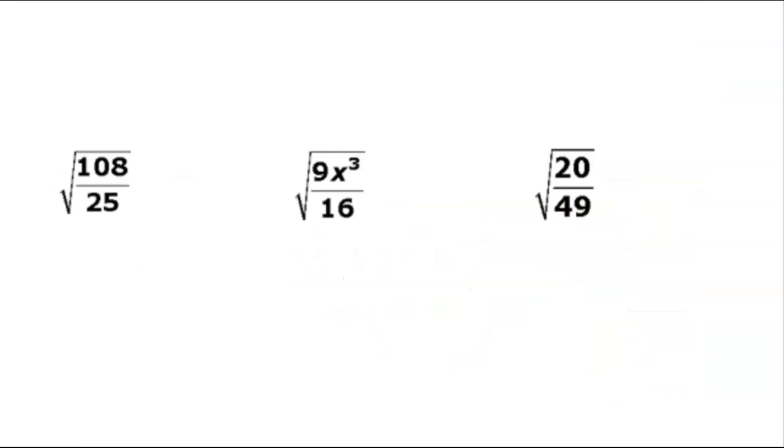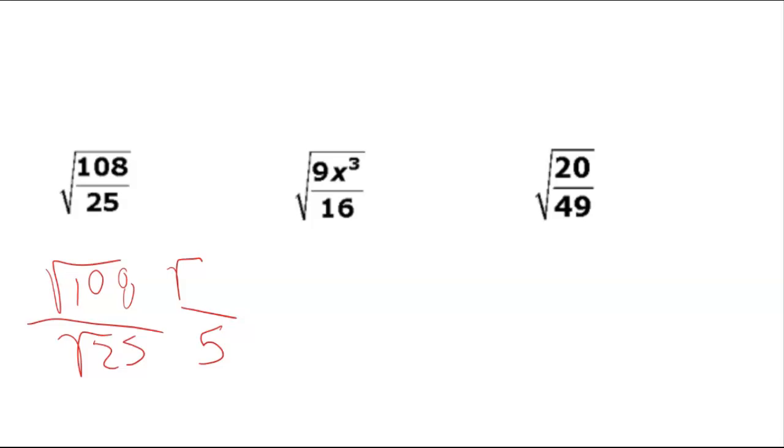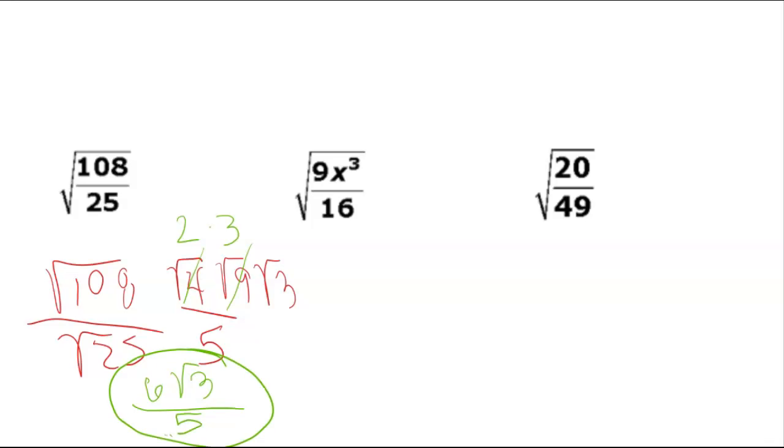Try these. So we've got the square root of 108, the square root of 25. Well, I know the square root of 25 is 5. 108. What do you think that could be? That could be the square root of 4 times the square root of 9 times the square root of 3, right? What's the square root of 4? 2. Square root of 9, 3. 2 times 3 is 6. Square root of 3 over 5. There's no radical in the denominator. There's no perfect square that can be factored out. This thing is simplified.